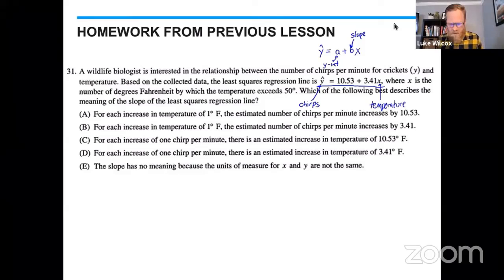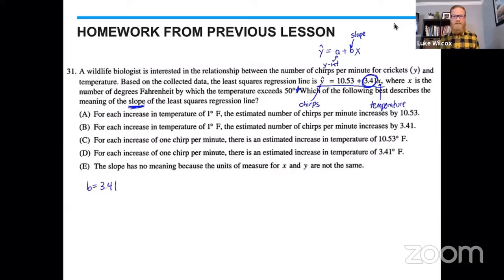Now let's get down to the question. It says, which of the following best describes the meaning of the slope of the least squares regression line? Well, first things first, we need to know what the slope is. We know that that is the b value, or the value that is attached to the x. So 3.41 is our slope value.